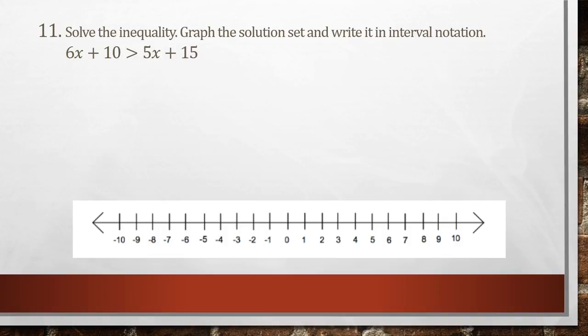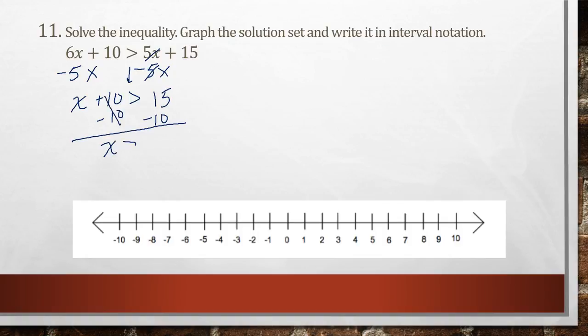So the first thing that I want to do is get all of our x's on one side. So we're going to first subtract this 5x from both sides of the inequality. So we have 6x minus 5x is just x plus 10. Bring down our inequality symbol, greater than. The 5x and the 5x cancel out, and we just have 15 left over. And now we're going to subtract 10 from both sides. So the 10's cancel out. We have x is greater than 5. 15 minus 10 is 5.